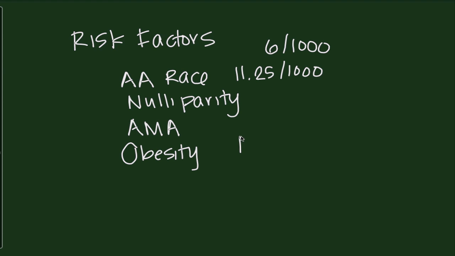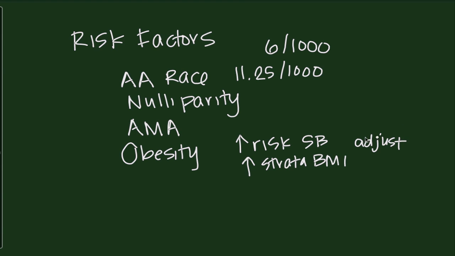per 1,000. Obesity is an interesting one. The risk of stillbirth appears to increase with each increase in the strata of BMI. And that holds true in large epidemiologic studies, even when we adjust for all of the potential confounders that are also associated with obesity, such as diabetes, hypertension, preeclampsia, and other medical comorbidities. So obesity in and of itself appears to be a significant risk for stillbirth.